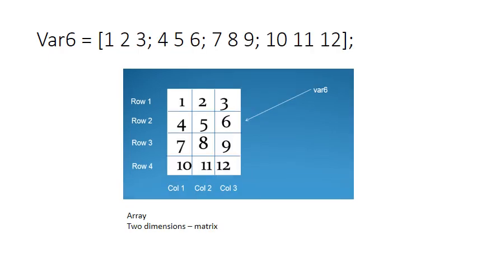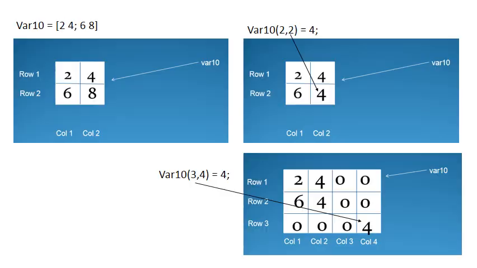When I'm declaring variable 6, I'm saying 1, 2, 3, semicolon, 4, 5, 6, semicolon, etc. Remember from the previous slide, the semicolon means jump to the next row. So this generates a matrix because it's two-dimensional with 4 rows and 3 columns. Now we don't call it a vector anymore. It's still an array, but in this case it's called a matrix.